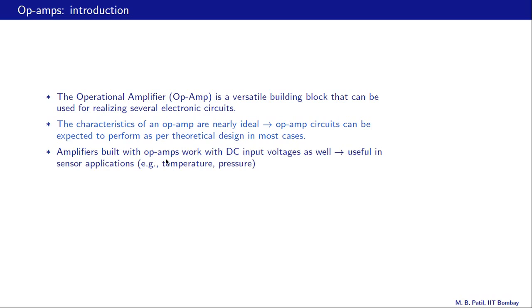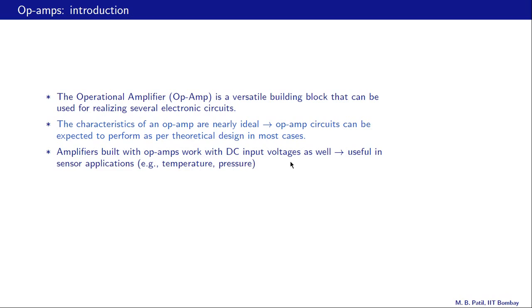Amplifiers built with op-amps work with DC input voltages as well. Now, if you recall, the common emitter amplifier, for example, had a coupling capacitor to connect the input voltage to the amplifier. And if you apply an input DC voltage, that coupling capacitor would obviously block the DC input voltage, and it will not reach the amplifier. That is not the case with op-amp circuits. Amplifiers built with op-amps can also work with DC input voltages.